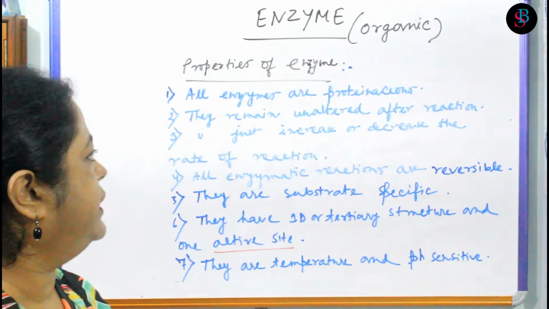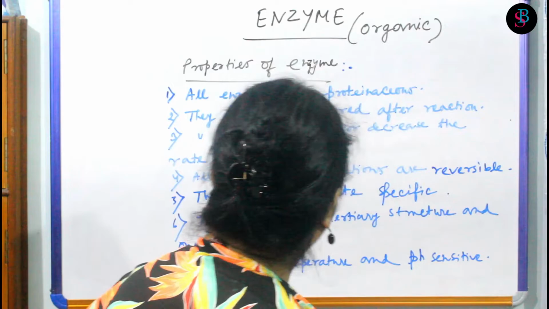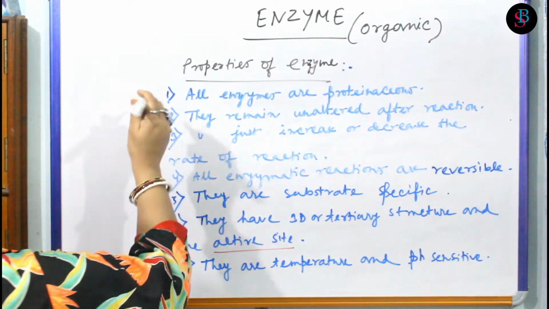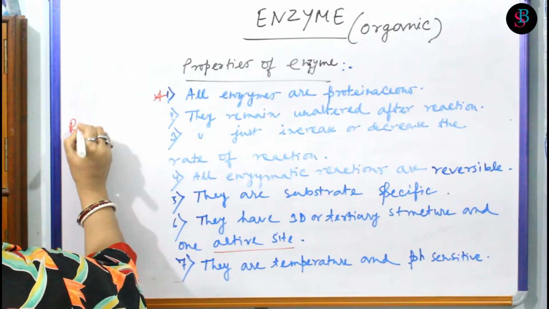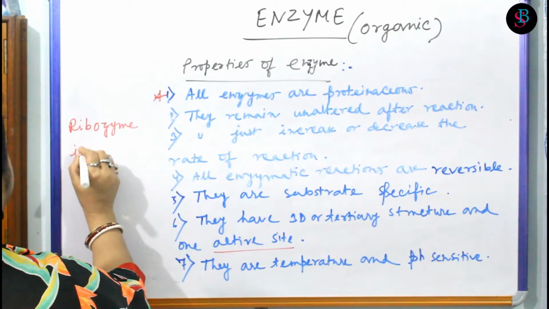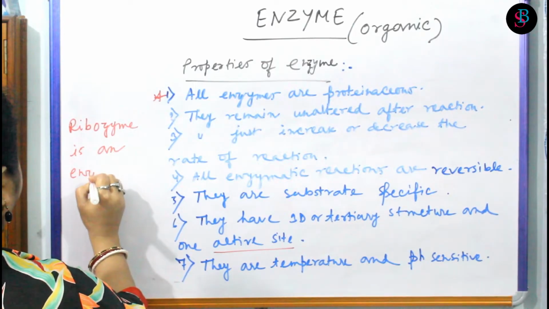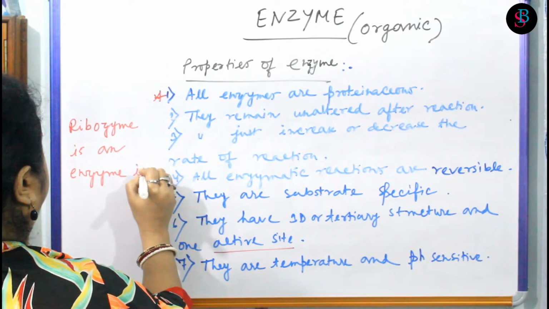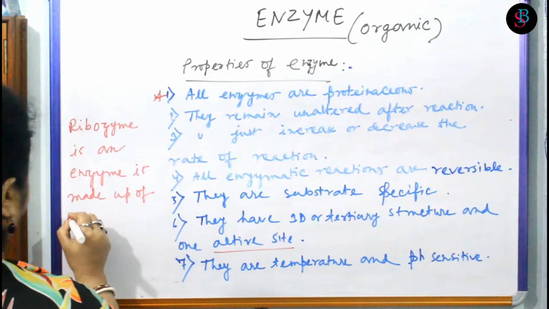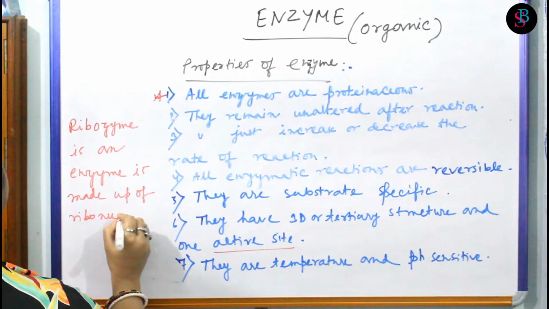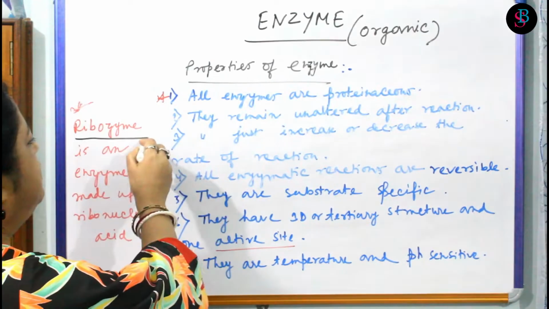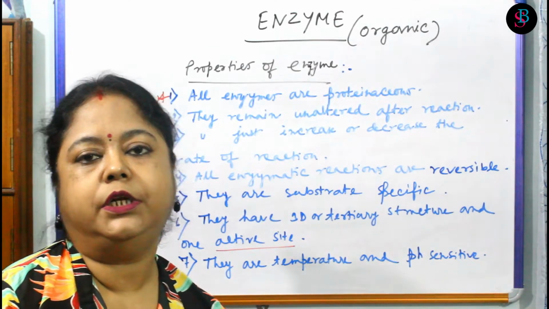Now I am going to types of enzymes. I have told you all enzymes are proteinaceous, but there is an exception. What is the exception? The ribozyme. Ribozyme is an enzyme made up of ribonucleic acid. So the ribozyme is the exception, which is not made up of protein, only of ribonucleic acid.